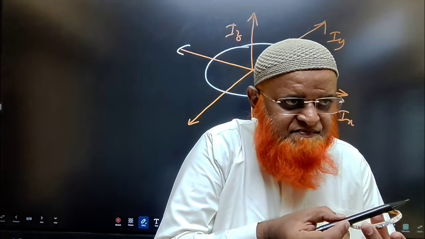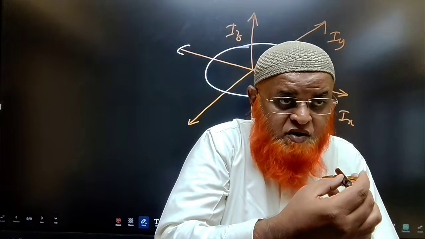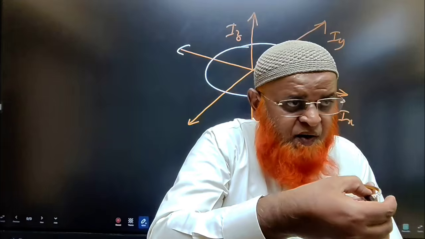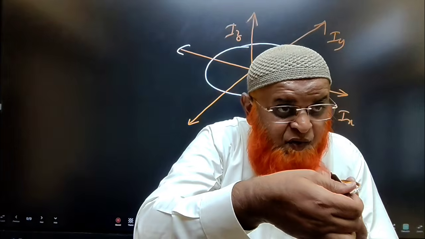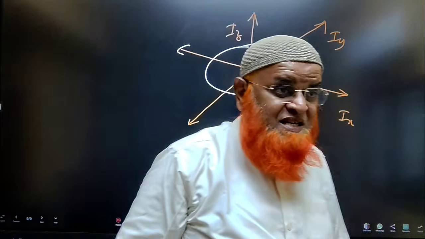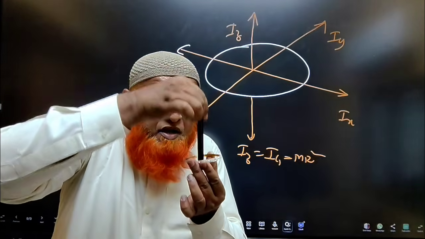See, this is Ix. You rotate like this, with this axis. Now again after that you rotate with this axis, which is called Iy. This is Ix, this is Iy. So Ix plus Iy will always be equal to Iz. That is called the perpendicular axis theorem. If you add them, it will be equal to Iz.